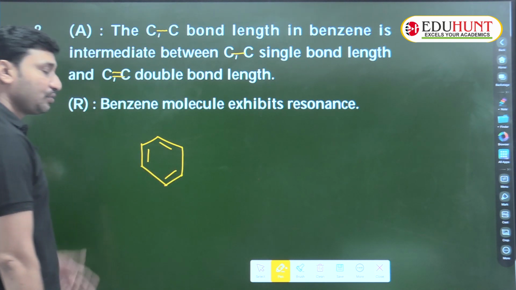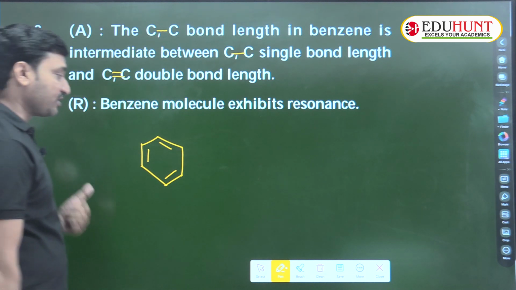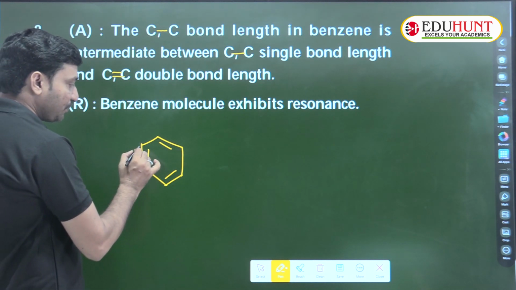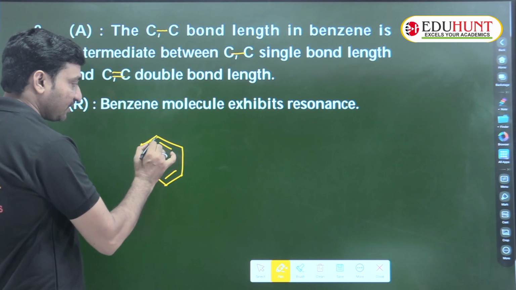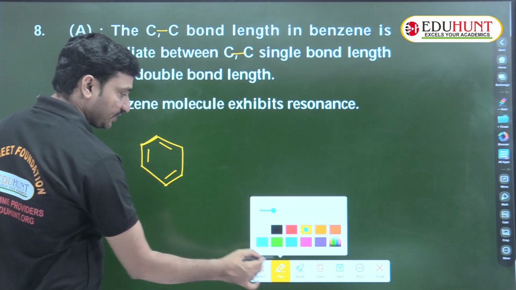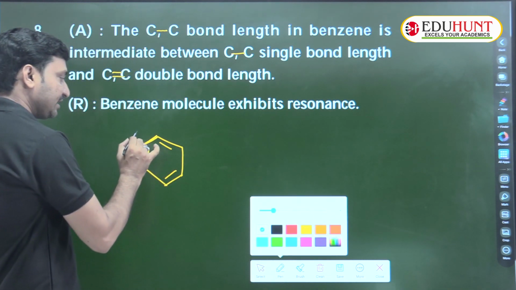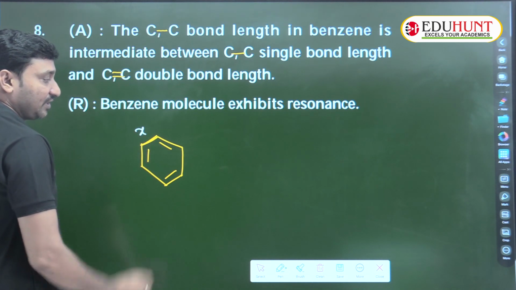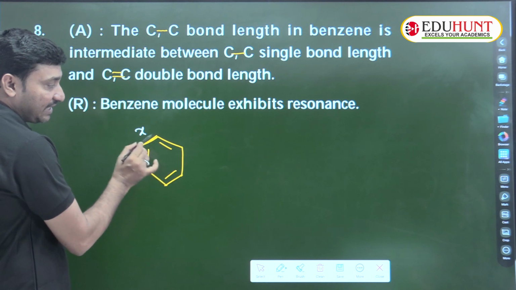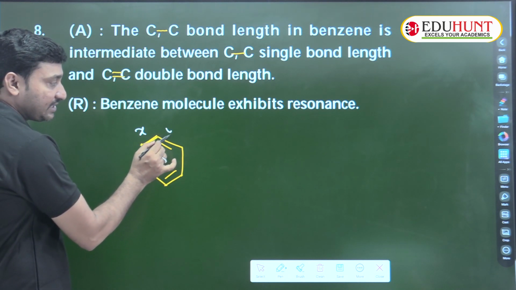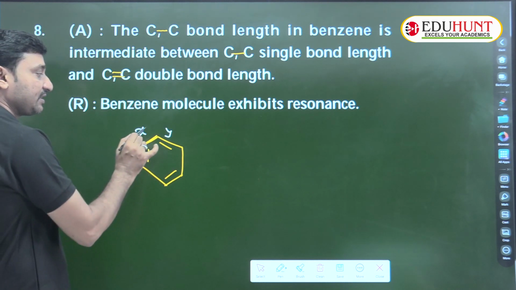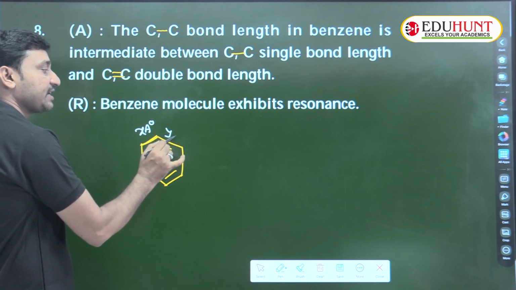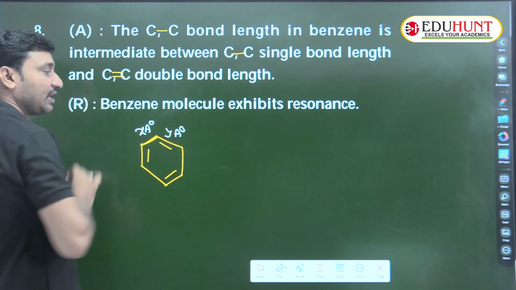Here, there are two types of C–C bonds. Suppose this is the C–C single bond, and let its bond length be X angstrom units. And here, this is the C=C double bond, and let's say this is Y angstrom units. X angstrom units, Y angstrom units.